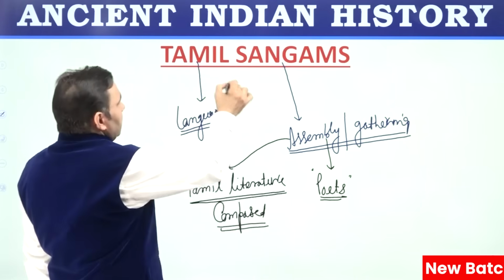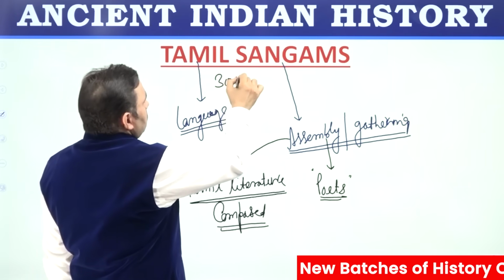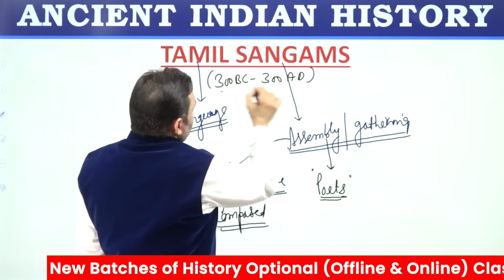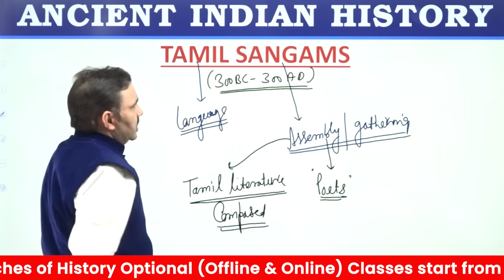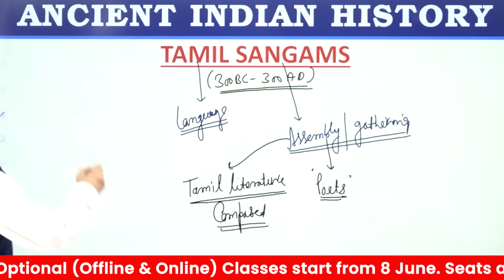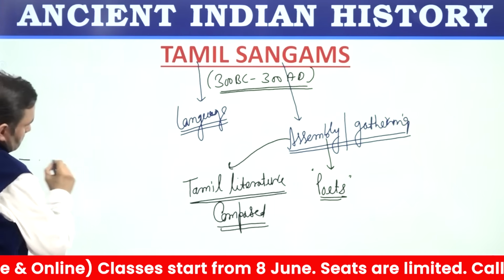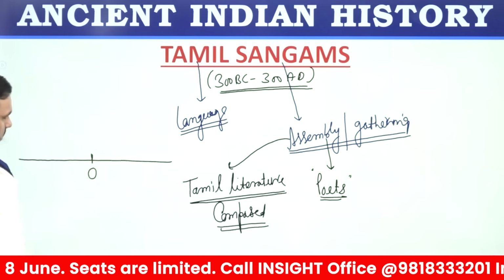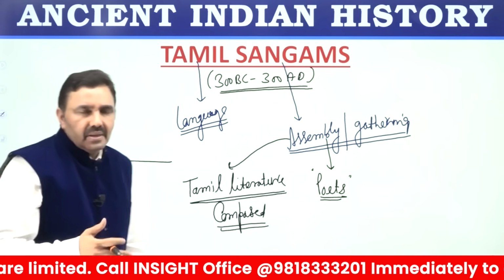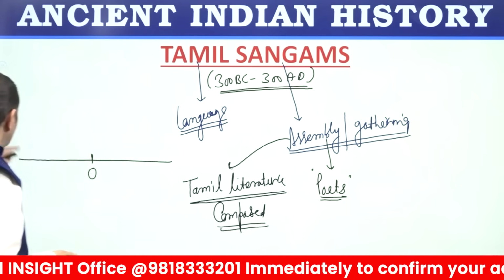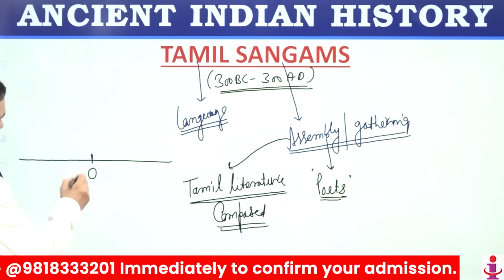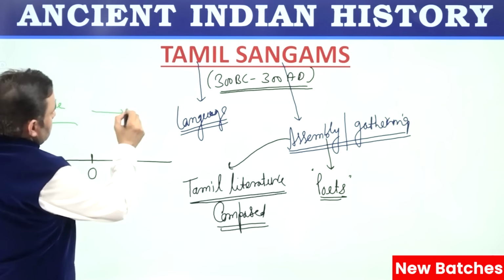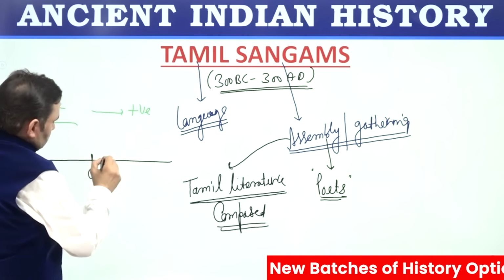What was the time period of this Sangam? Somewhere around 300 BC to 300 AD. So BC is something before Christ. I hope you know what is BC, what is AD. If I start counting the dates, put on x-axis, and one particular line is put at 0, you would have read number line in your 9th, 10th classes. So this side is minus, negative. This side is positive.